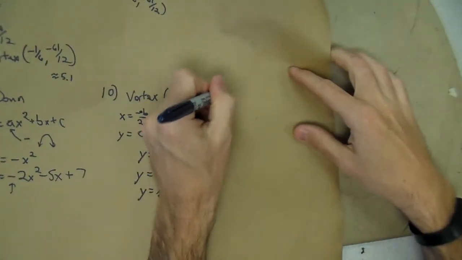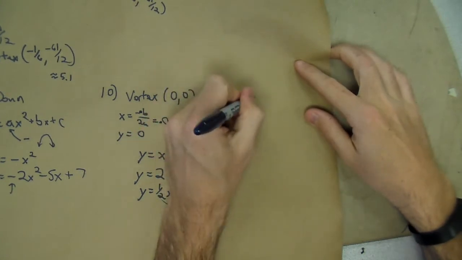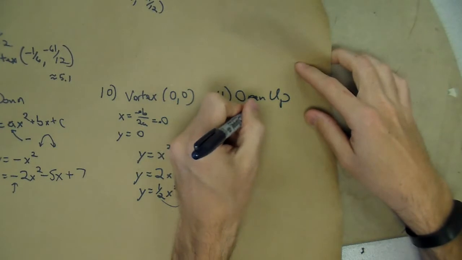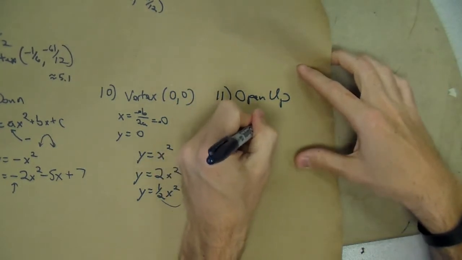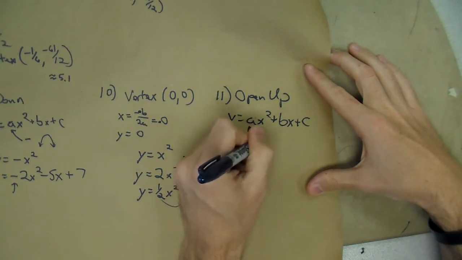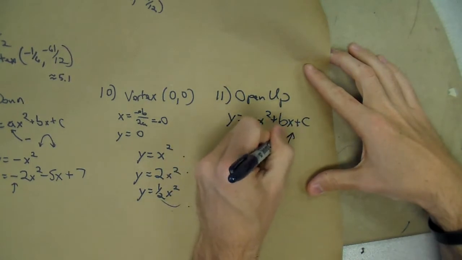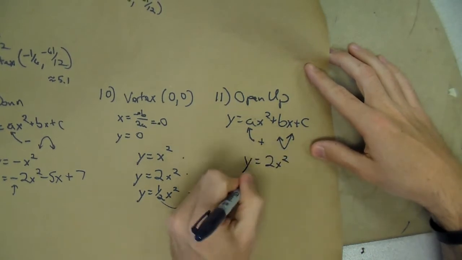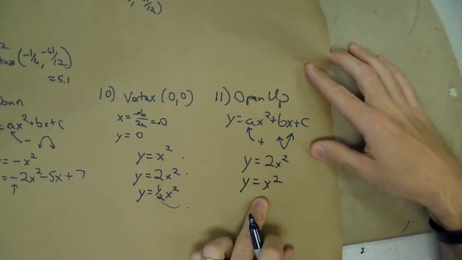If we look at 11, we want it to open up. Now that's going to be the opposite of number 9. 9, we said if we had ax squared plus bx plus c and a was negative, it goes down. When it's positive, it goes up. So anything with a positive coefficient will open up.